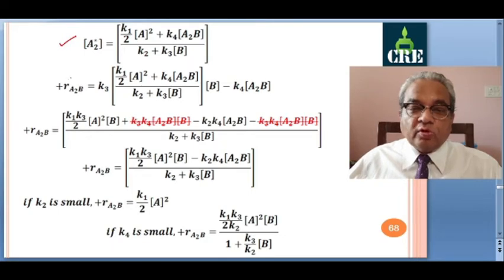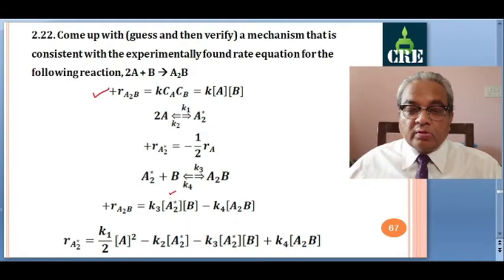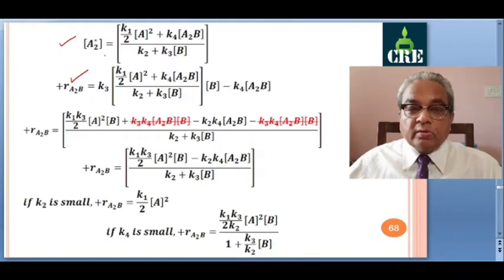This we substitute for rate of formation of A2B. So K3 into concentration of this complete term into concentration of B minus K4 A2B. Here in this term we have substituted here. So you solve for this. So numerator multiplied by K3. So these two terms multiplied by K3.